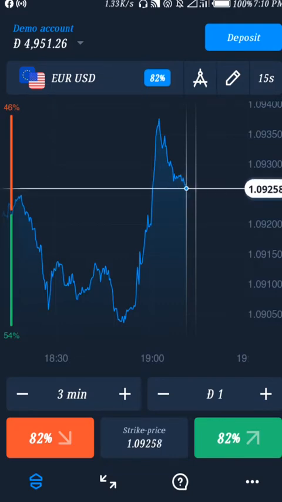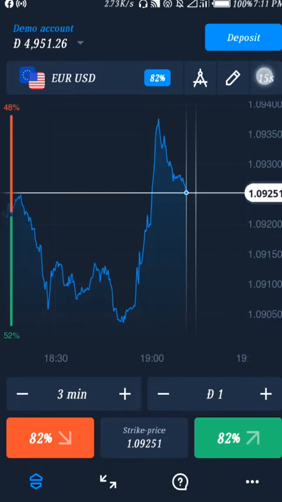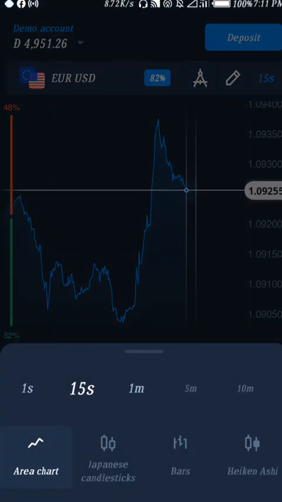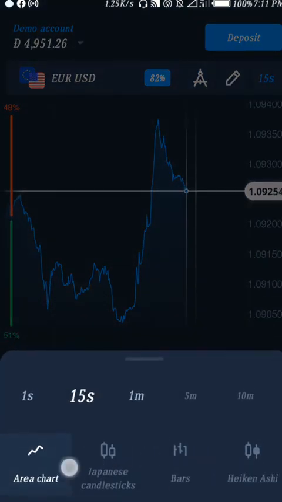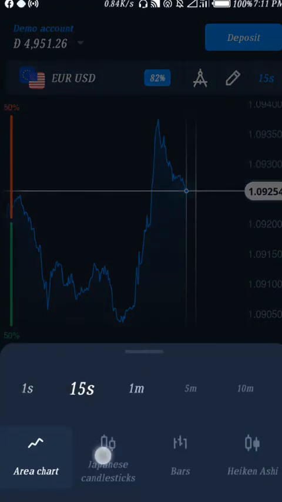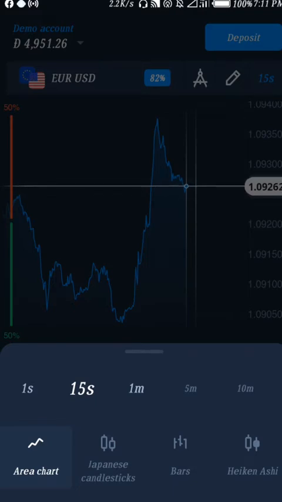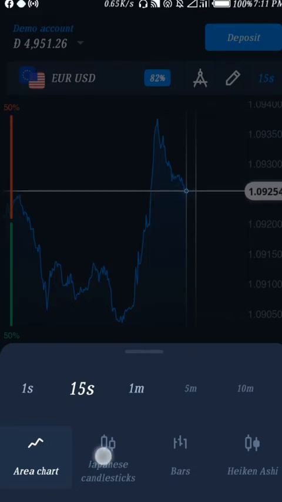We have different chart types, and to get to them you need to click on where you see 15 seconds, right where you can see my cursor. Click on it, and this is where you see the chart types below. You see area charts, Japanese candlestick chart, bars, and Heikin Ashi. What we use for this trading and for our strategy is Japanese candlesticks.